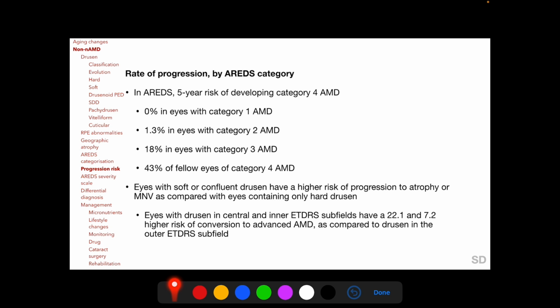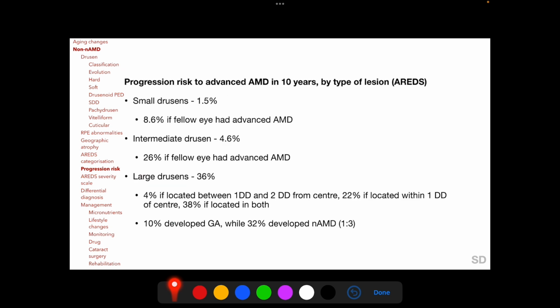And it has also been found that eyes with drusen in the central and inner ETDRS subfields have a higher risk of conversion to advanced AMD as compared to eyes with drusen in the outer ETDRS subfields. AREDS also reported the risk of progression to advanced AMD in 10 years by type of lesion currently present. The risk is 1.5% in eyes with small hard drusen, but 36% in eyes with large soft drusen.